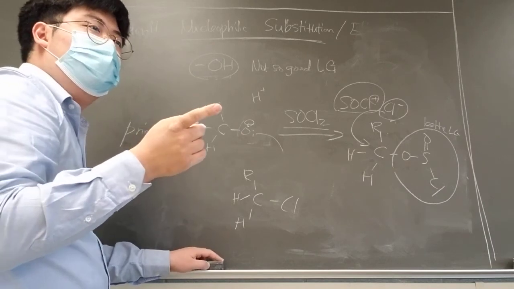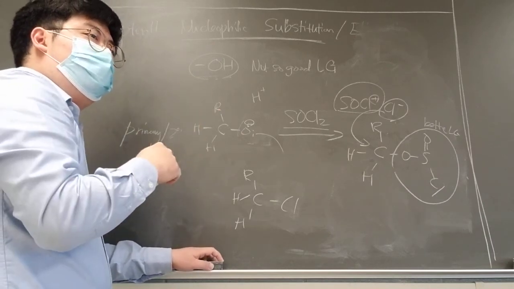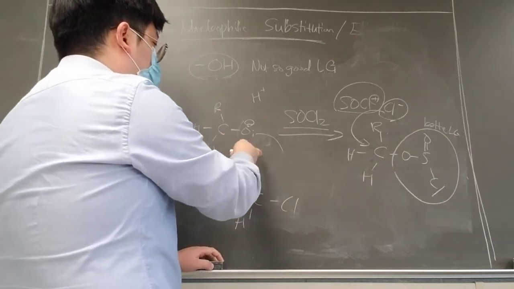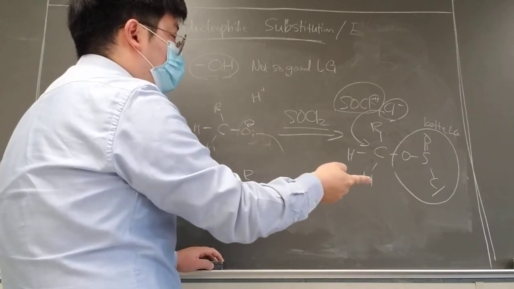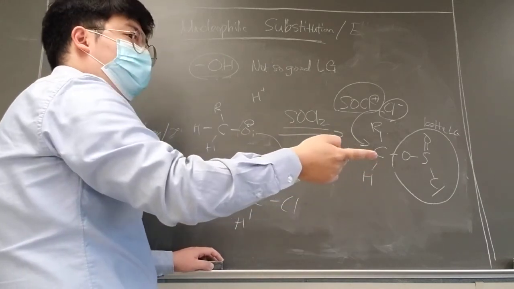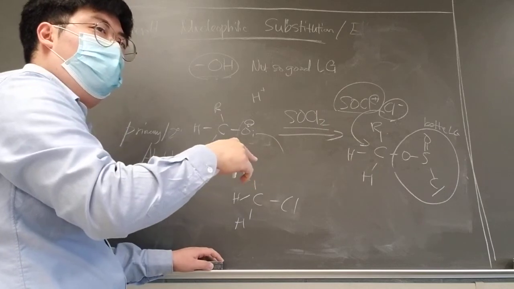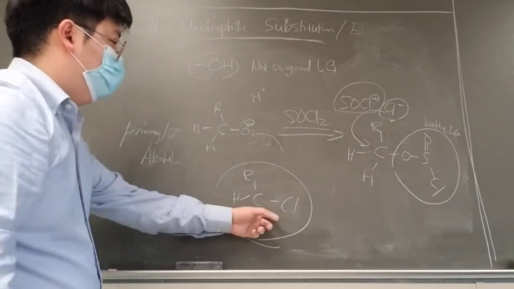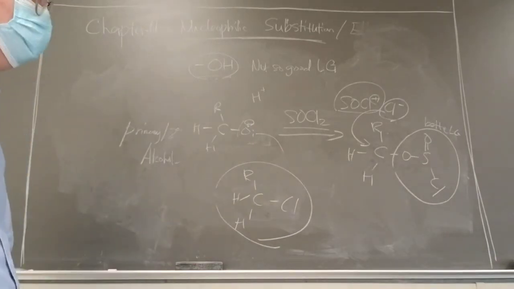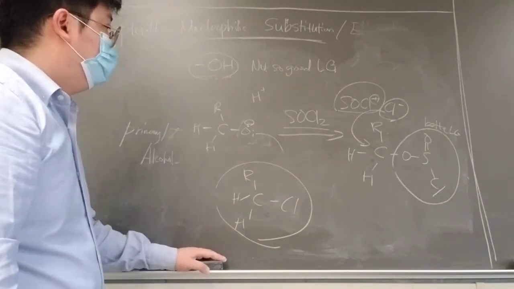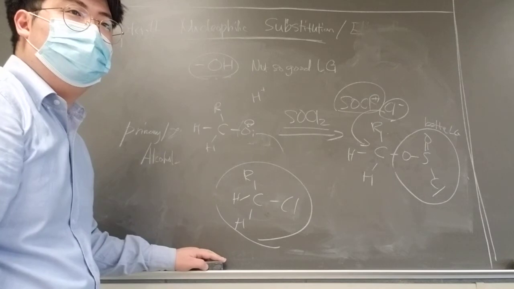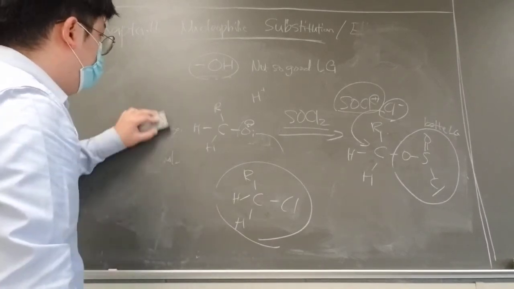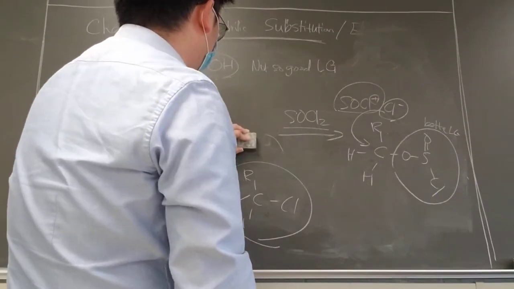Makes sense, right? So we did this to turn the not so good leaving group into a better leaving group. Now the nucleophile comes in for an easier attack on this compound. So you can have this product, which is SN2. Makes sense, right? Okay. So just one more thing. It's very simple.